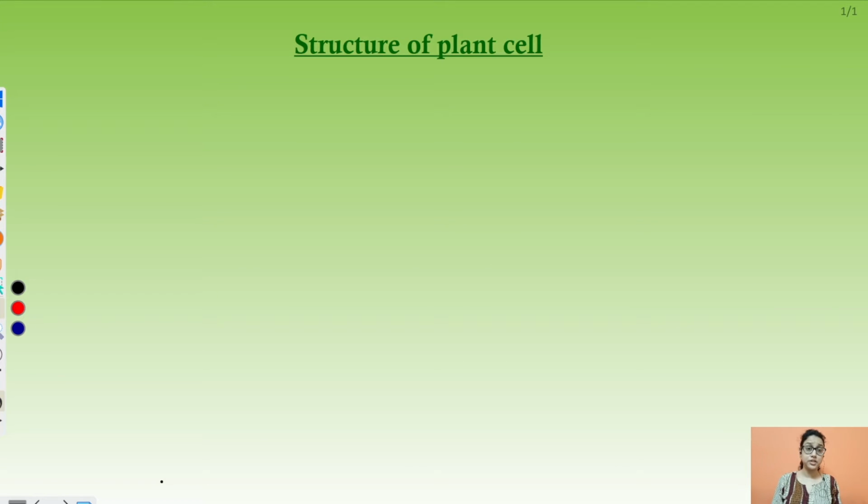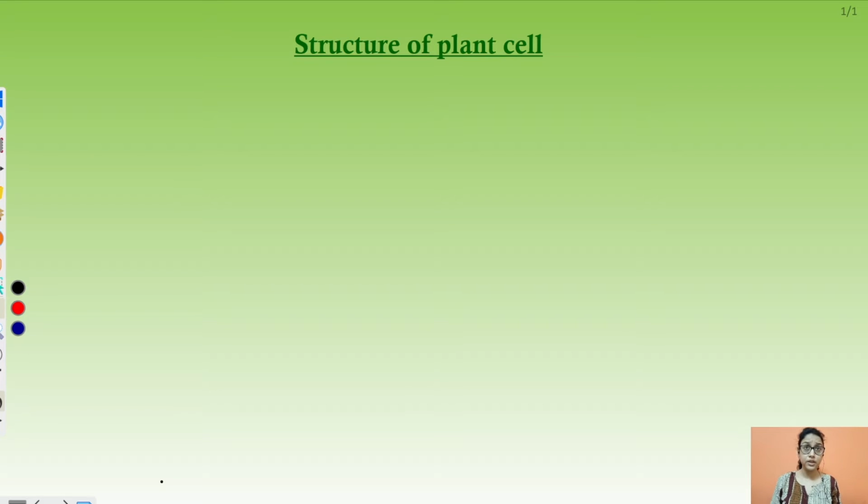In today's session, we are going to discuss the topic: the structure of plant cell. When we were discussing prokaryotic cell and eukaryotic cell, we had studied that in eukaryotic cell, the nucleus will be well organized. For example, in plants, in animals and in fungi, we can find this type of cells, or eukaryotic type of cells.